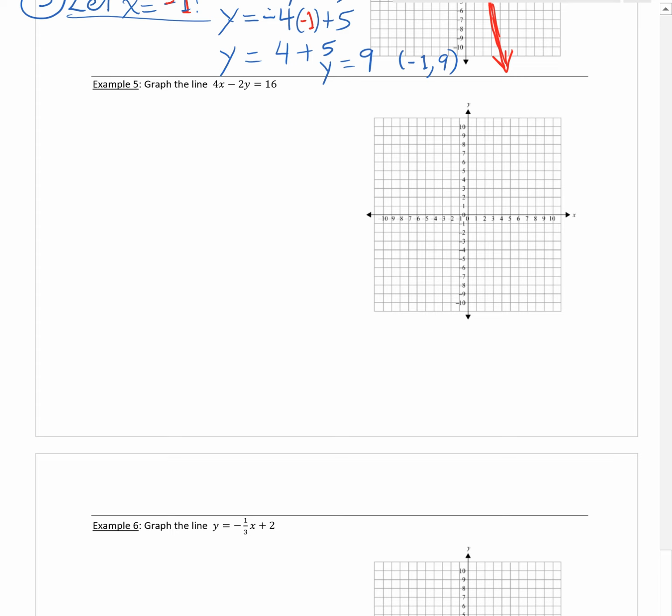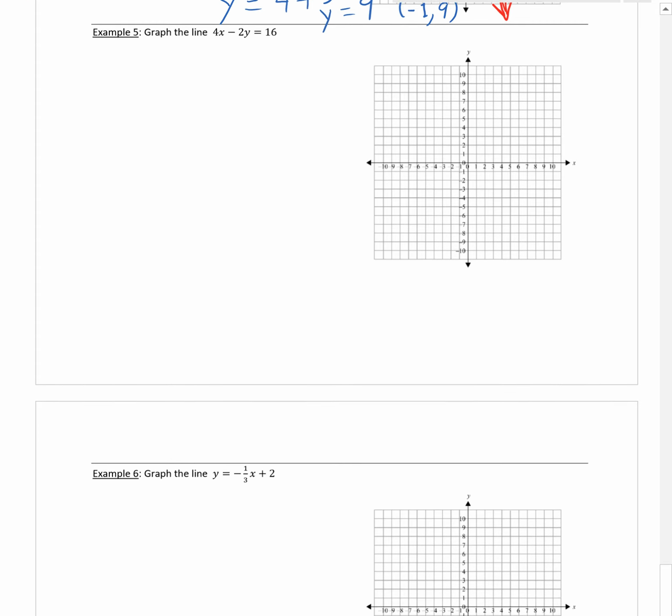Alright, let's try the next one here. We got, it looks like, 4x minus 2y is 16. So I'm going to do the same thing. I'm going to try to just choose 3 different x values, plug them in, see what the y values are, plot those points, bada bing, bada boom.